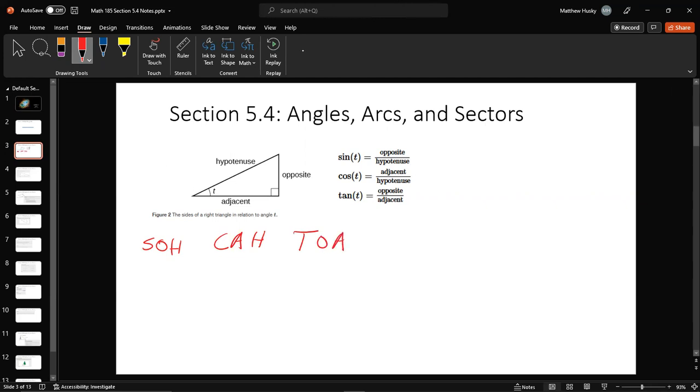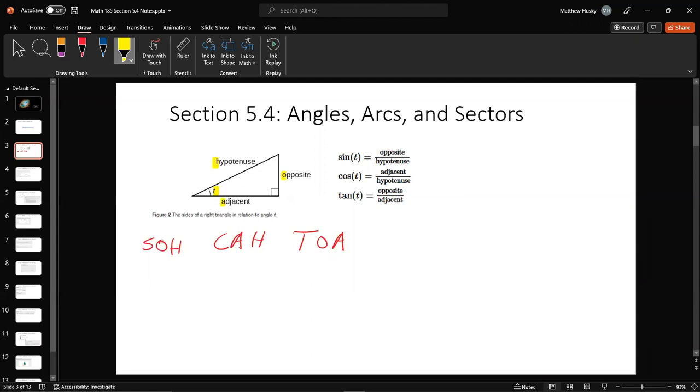And so here we have a picture of a right triangle. The angle that we are interested in, we're going to call that angle T. Because it's a right triangle, it has a right angle in it, obviously, and the side across from the right angle is the hypotenuse. The other side that makes up the angle in question is the adjacent. And the one that is across from it is called the opposite.